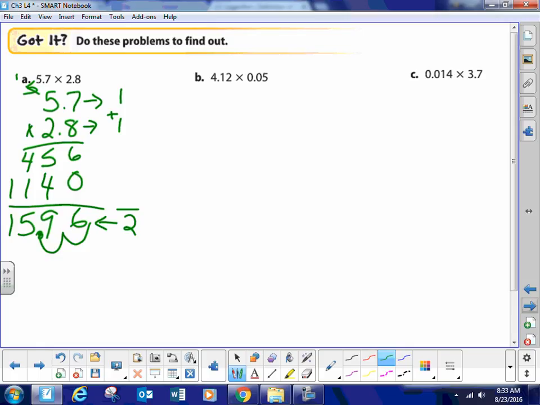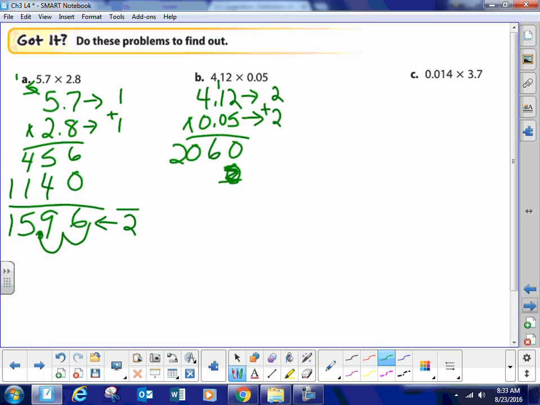Step 1 is set up the problem. 4.12 times 0.05. Excellent. And now step 2 is multiply as normal. 5 times 2 is 10, 0 carry the 1, 5 times 1 is 5, plus 1 is 6, 5 times 4 is 20. Oh, don't need to annex a 0, we're done with that. Then we count the numbers to the right of each decimal. There's 2 and 2. We add those together and we come up with 4. So we give ourselves 4 wubbles.